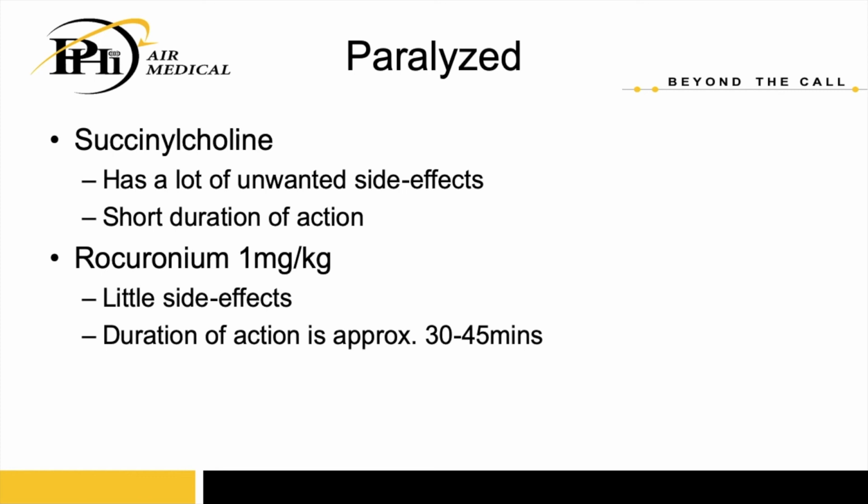The typical dose is going to be 1 milligram per kilogram. Obviously, you always need to check your drug profiles on web manuals in order to see any dosing adjustments on ketamine or on rocuronium or anything else.